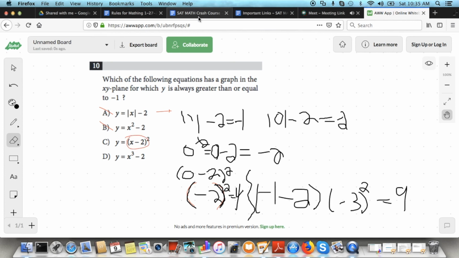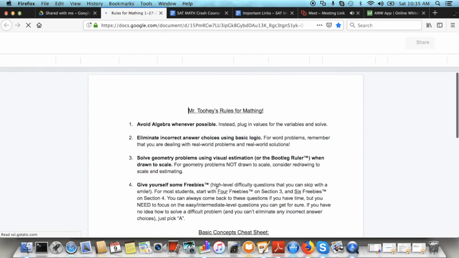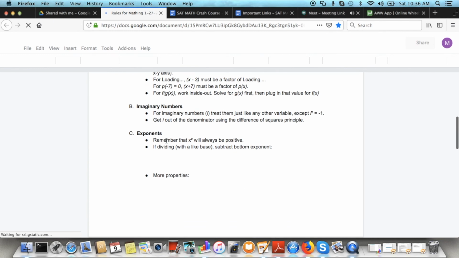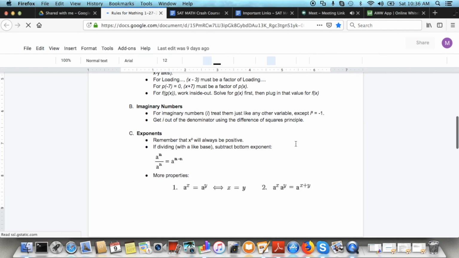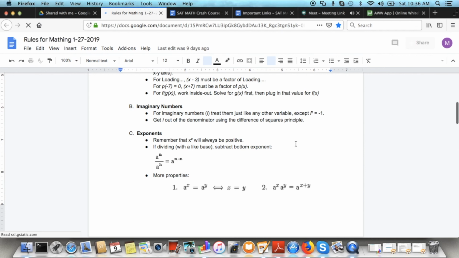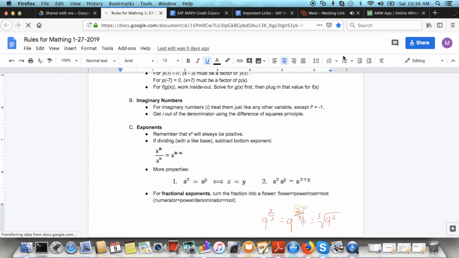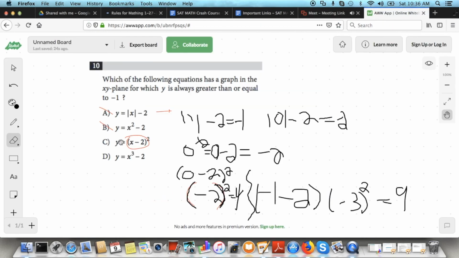And this is the concept they're testing you on here. I think I've got it actually on the rules for mathing. Let me check it out real quick. It's one of the basic concepts, and it's on exponents, right? Which is that x squared will always be positive. There's no way for it to be negative, because if x is positive, then of course a positive times a positive is positive. But even if x is negative, a negative times a negative is also going to be positive. So there's no way that y is going to be negative, let alone less than -1. Does that make sense? Yeah.